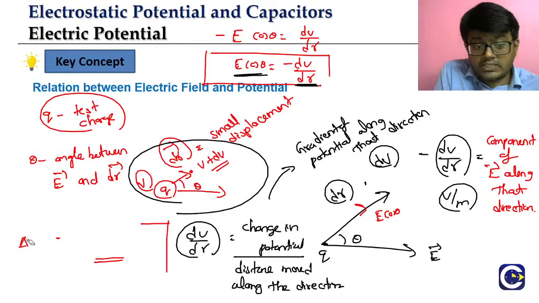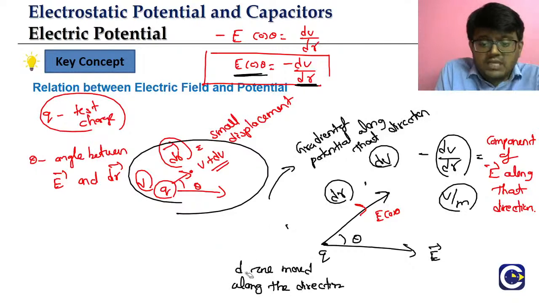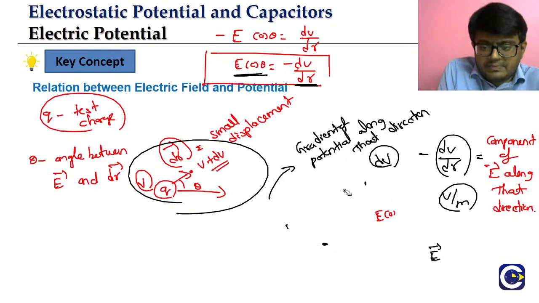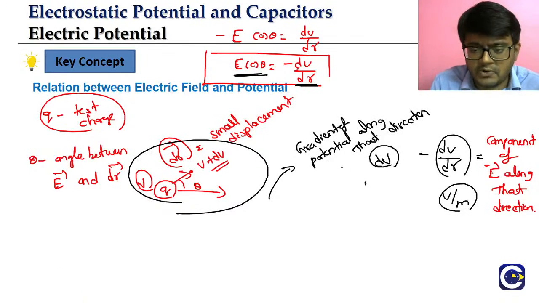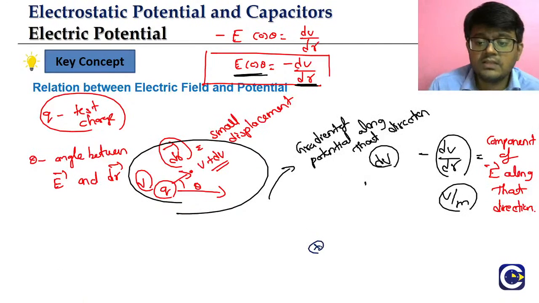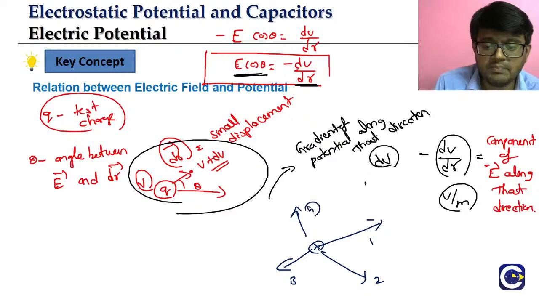We don't know what is the direction of the electric field. So what we will do is randomly choose some 3-4 different directions. From that point, we will try to mark some 3-4 different directions. Let's say we are marking a point. We will mark path 1, path 2, path 3, path 4, like that.